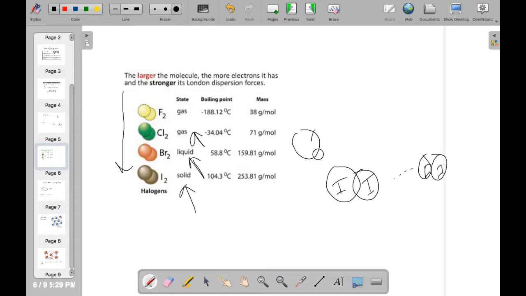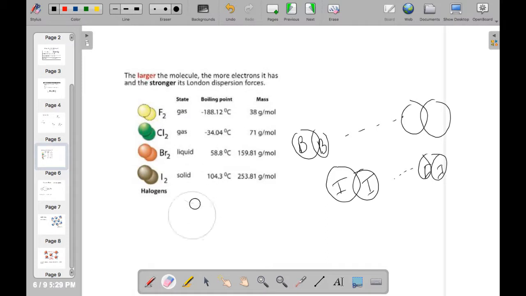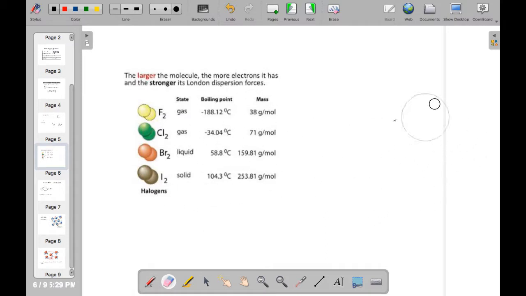Br2 would be a little bit farther apart. There's a B, there's a B. And so that would be a liquid. And then these would be very far apart. These would be gases. So the type of intermolecular force that holds these molecules together can actually tell us what sort of phase it might be found in.